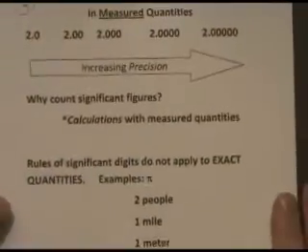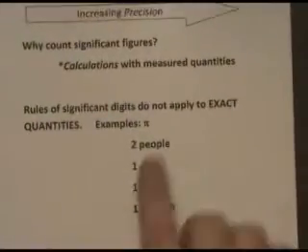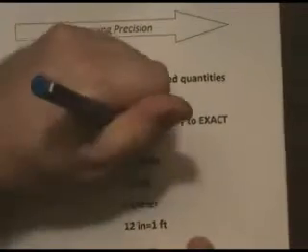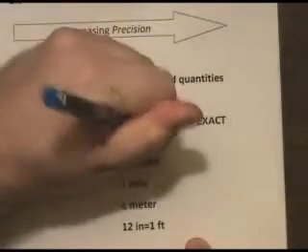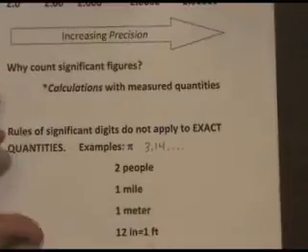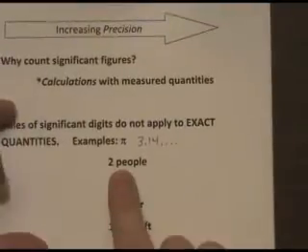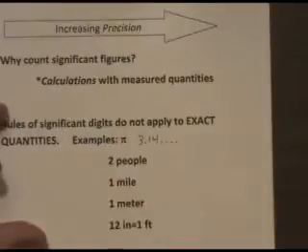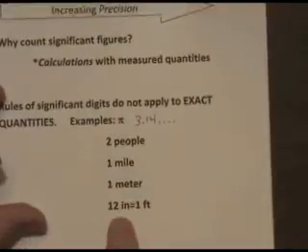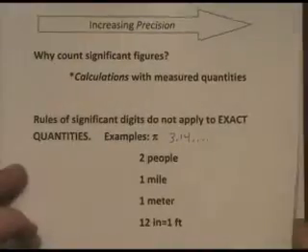Now, significant digit rules do not apply to exact quantities. An example of an exact quantity is pi, which is not limited by significant figures. It's a number that seemingly goes on forever, and one can keep as many decimal places as one likes. Another example of an exact number would be 2 people, or 1 mile exactly, 1 meter, 12 inches, or 1 foot. These all refer to exact quantities where rules of significant figures do not apply.